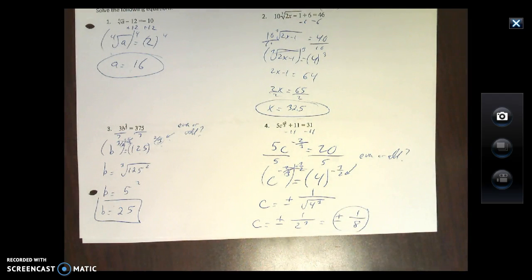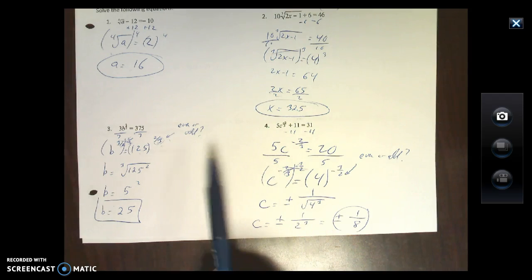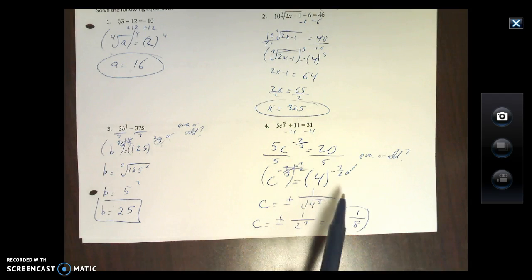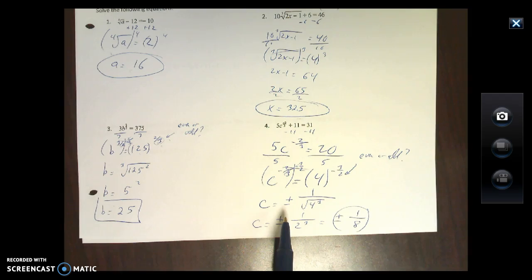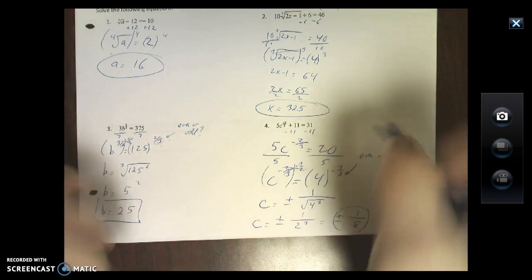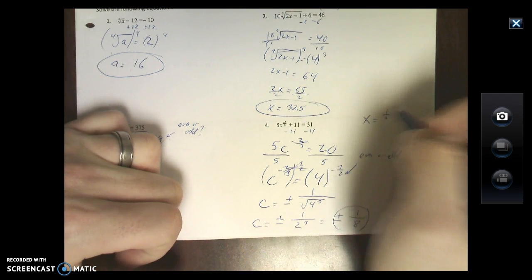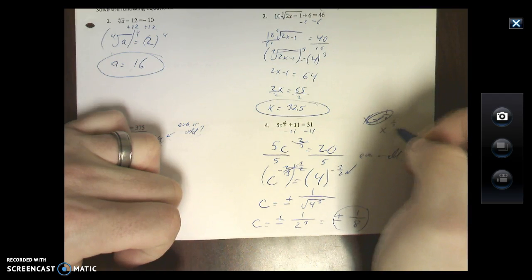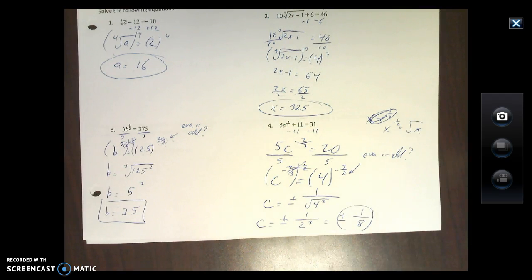Alright. Always check the bottom number. Here it was odd, there it is even. If it's even, it's plus or minus. Okay? Again, I really want you guys to be familiar with x to the 1/2 power equals the square root of x. Something that I want you to know at the end of this unit.